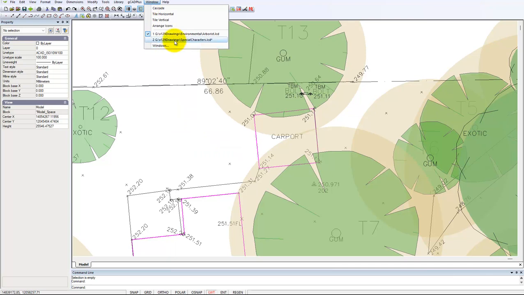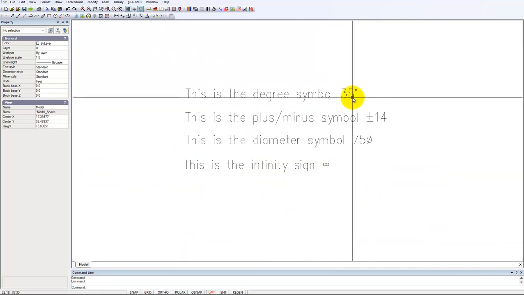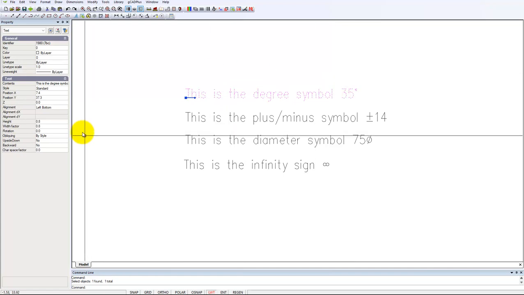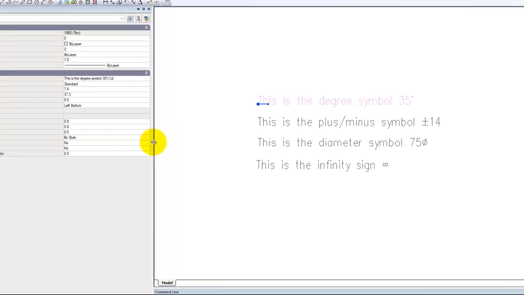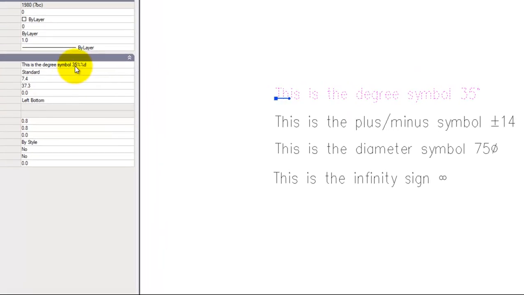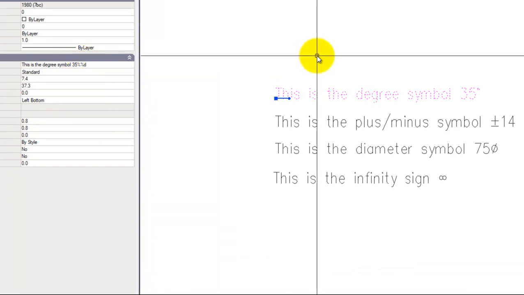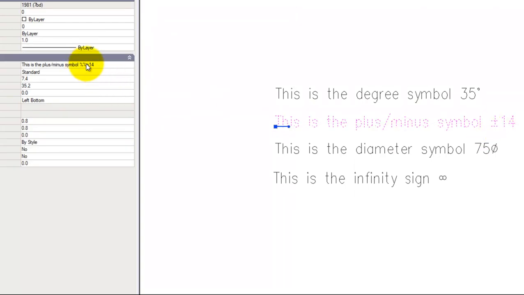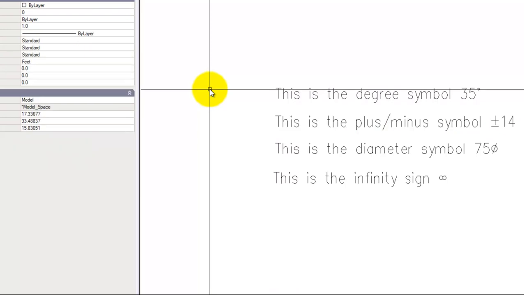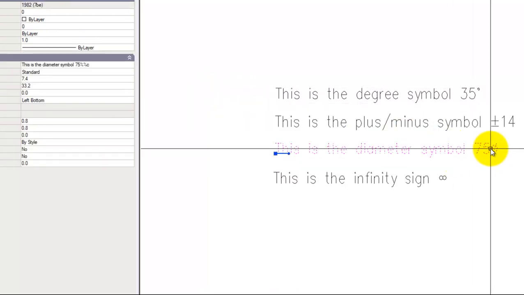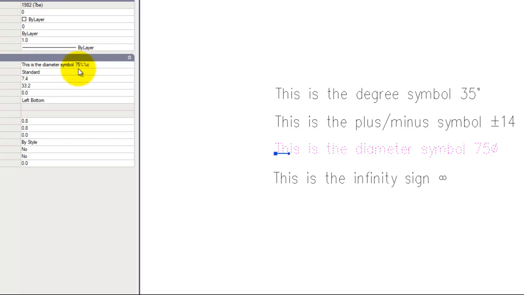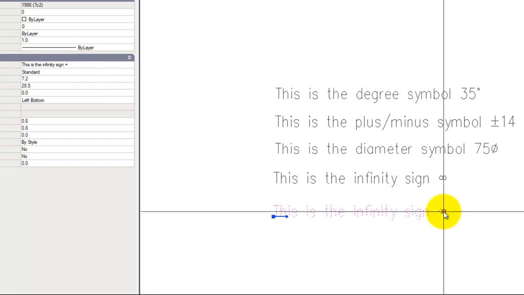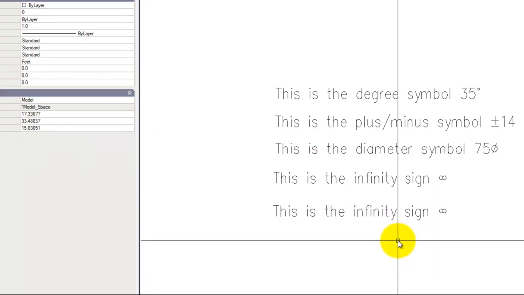If I swing to another drawing, we already learnt that the degree symbol is, if I'll now just widen this, come right out here, the degree symbol is %%d, the plus minus symbol is %%p and then the 14. The diameter symbol is another example of a special character, and that in this case is %%c, and it's definitely the infinity character.